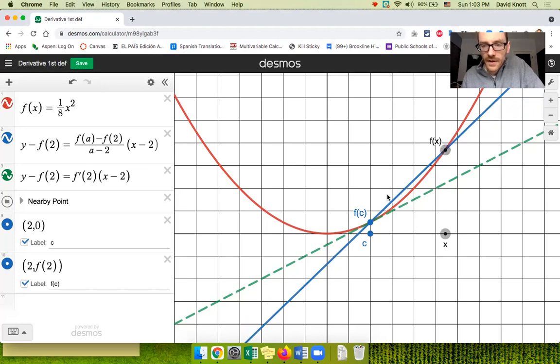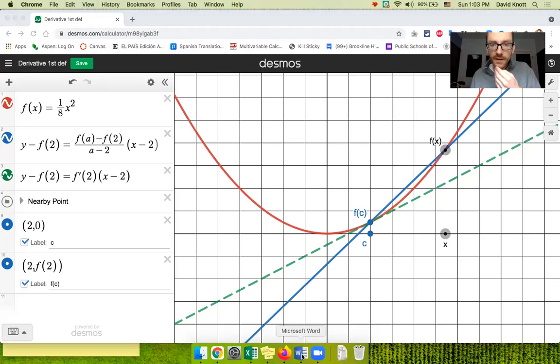Because if you look, we've actually got 2 points that are on the blue line. There's this one right here, the one that's located at f of c. And then there's this one right here, the one at f of x, okay? And if you've got 2 points on a line, then you can find the slope of the line. It's just rise over run, right? It's the change in the y coordinate over the change in the x coordinate between the 2 points.